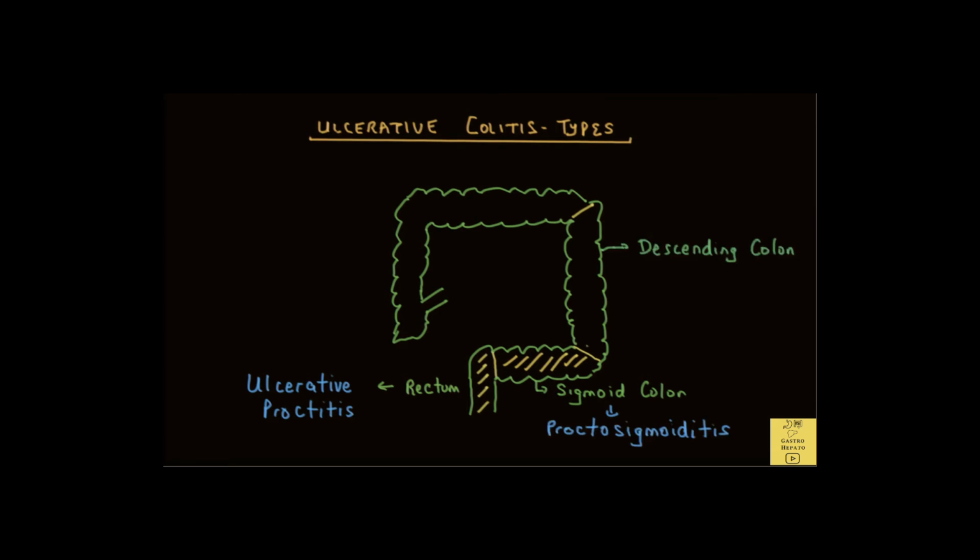If it extends up the left side of the colon, that is the descending colon, then it is called left-sided colitis. If it extends to involve much of the rest of the colon, then it is called pancolitis. Management basically depends on which part of the colon is involved.